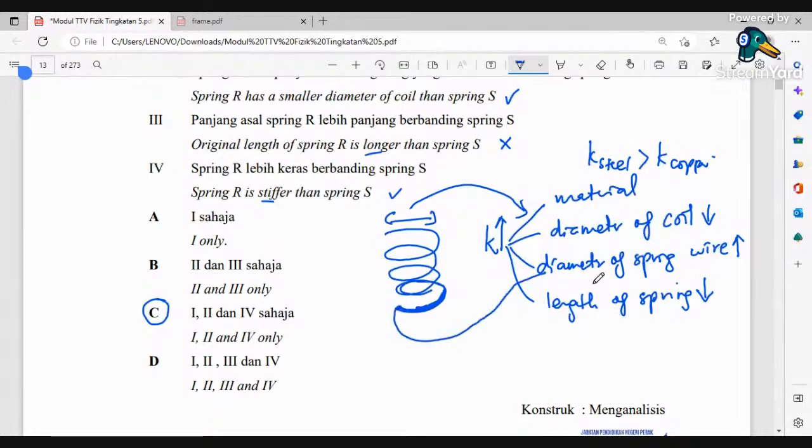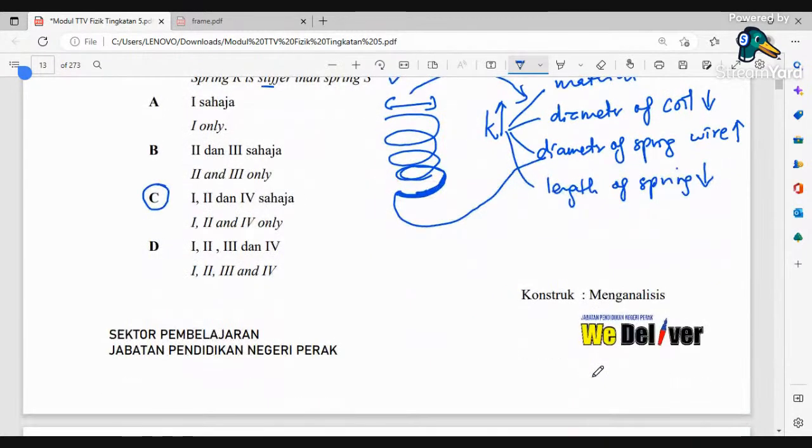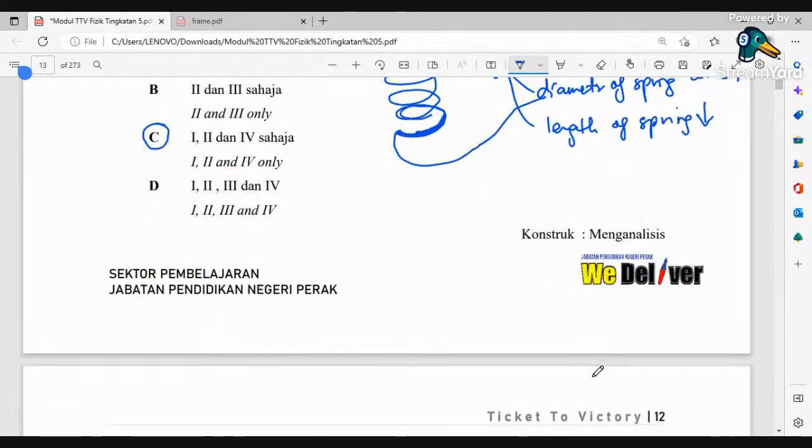Okay. Jadi lagi tebal, lagi keras kan. Okay. Diameter of spring wire thicker means the spring is stiffer. K is larger. Okay. Ingat K larger ialah stiffer.